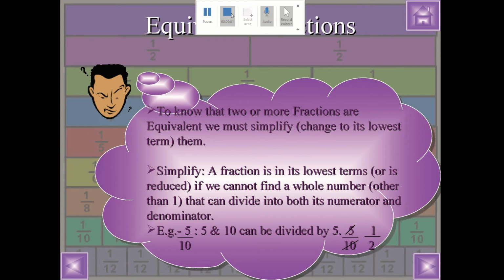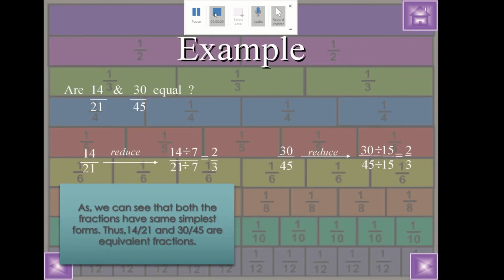Now equivalent fractions. To know that 2 or more fractions are equivalent, we must simplify them. A fraction is in its lowest terms if we cannot find a whole number that can divide both its numerator and denominator. For example, if we want to find the equivalent fraction of 5 by 10, what we have to do? We just divide 5 by 10 by 5. So we get the answer 1 by 2.